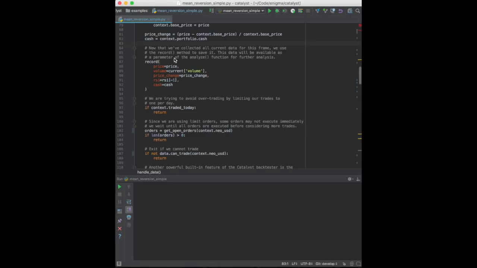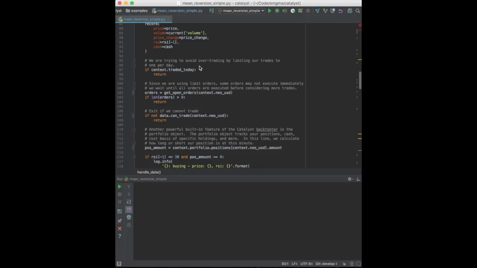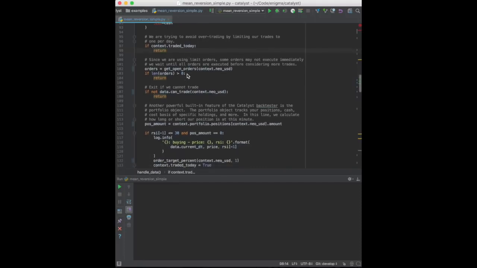It's important to record all the data relevant to statistics before exiting the function. Next, we have a series of 3 gates which would exit the function if we're unable to trade. First, we exit the strategy if it already traded today. This is just to ensure that we're not trading too much and paying unnecessary commission.